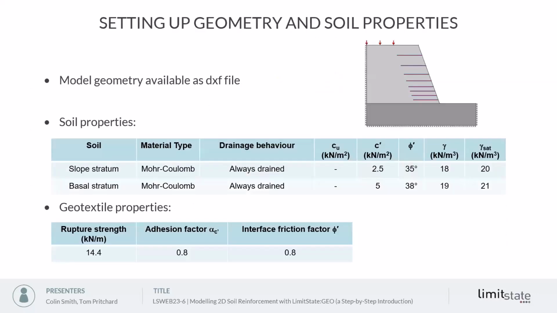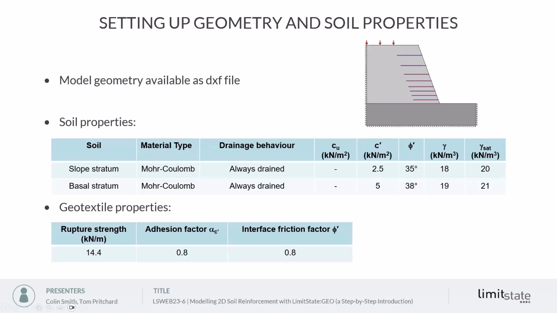Let's look at the properties we want. As I said, the model is available as a DXF file. The soil we're going to model is cohesive frictional, with C' of 2.5 and phi' of 35 for the main slope stratum, and the base stratum a little bit stronger, with C' of 5 and phi' of 38. And the geotextile properties: rupture strength of 14.4 kilonewtons per meter, adhesion factors of 0.8. But we'll come back to those a little bit later. For the moment, we're just going to build the core model from the DXF file and add in the soil properties and the boundary conditions.